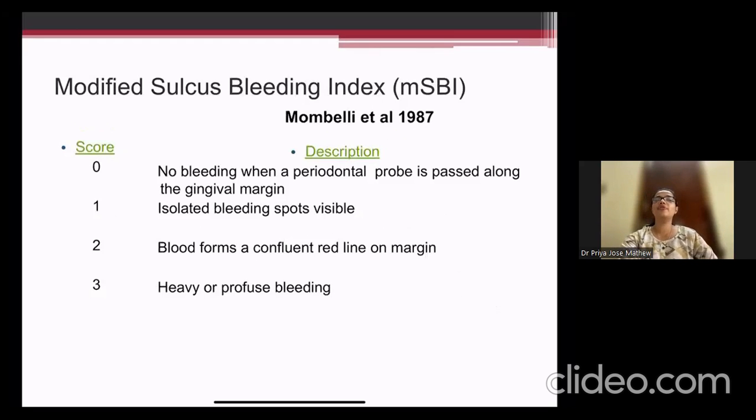Now next is the modified sulcus bleeding index by Mombelli et al. in 1987. This is a method that is used frequently. Here the score 0 means no bleeding when a periodontal probe is passed along the gingival margin, 1 means isolated bleeding spots are visible, 2 means blood forms a confluent red line on the margin, and 3 means profuse or heavy bleeding is seen at that region. So that is the modified sulcus bleeding index by Mombelli.